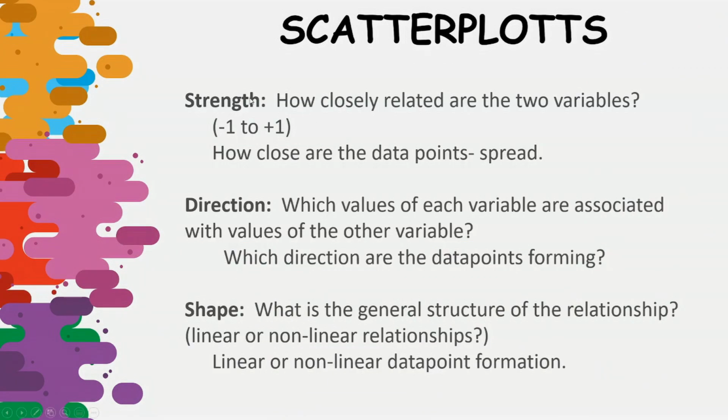A scatter plot is going to tell us how closely the two variables are related, or the strength of the variables. We can see this by how closely together or how spread out the data points are. It's also going to tell us the direction, whether the variables are positively or negatively related, because we see which direction the data points are forming. And it's also going to tell us our shape, whether it's linear or nonlinear, again from the formation of the data points. I will show you this next.